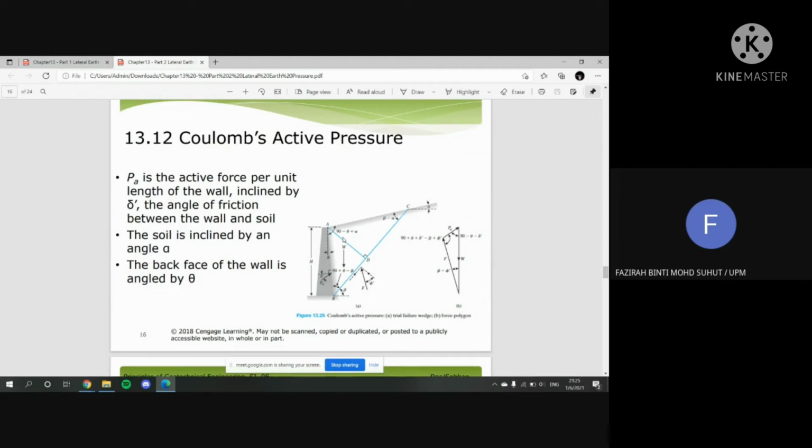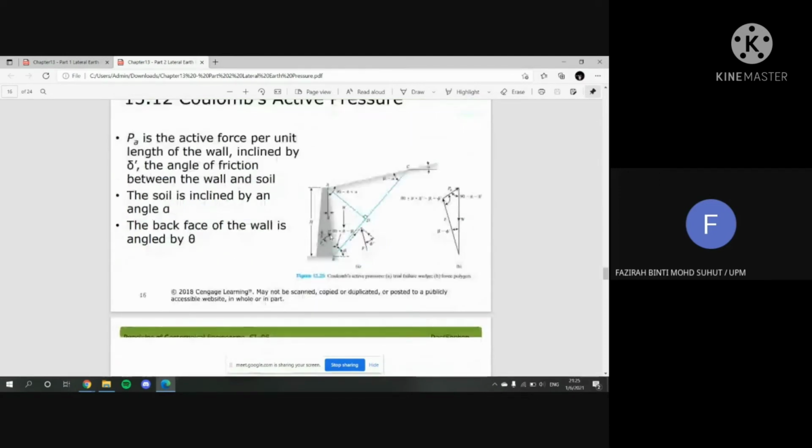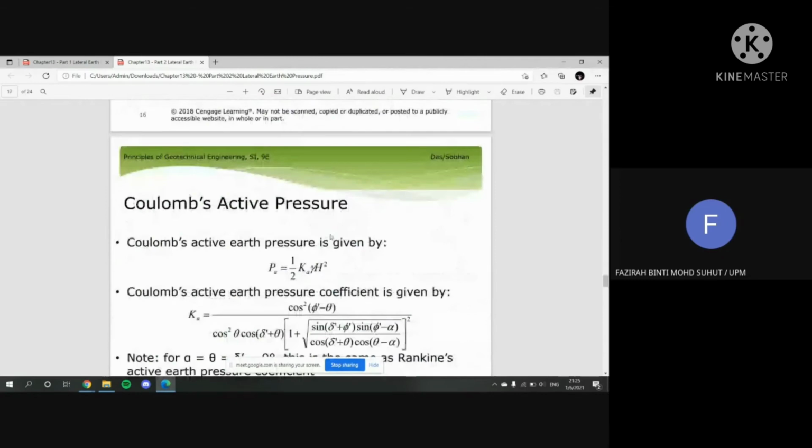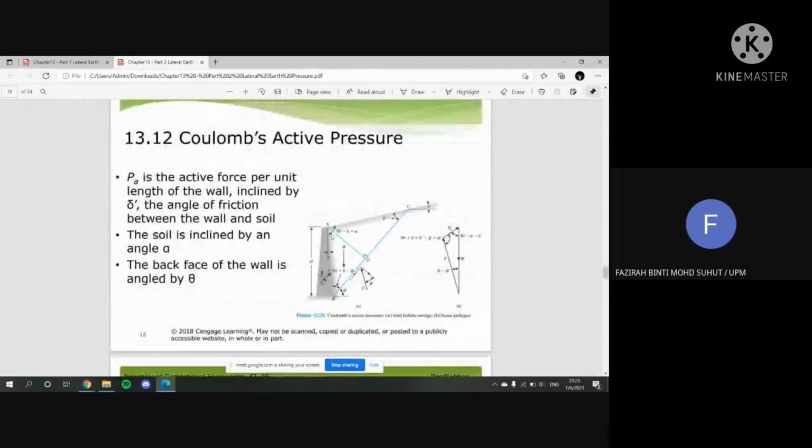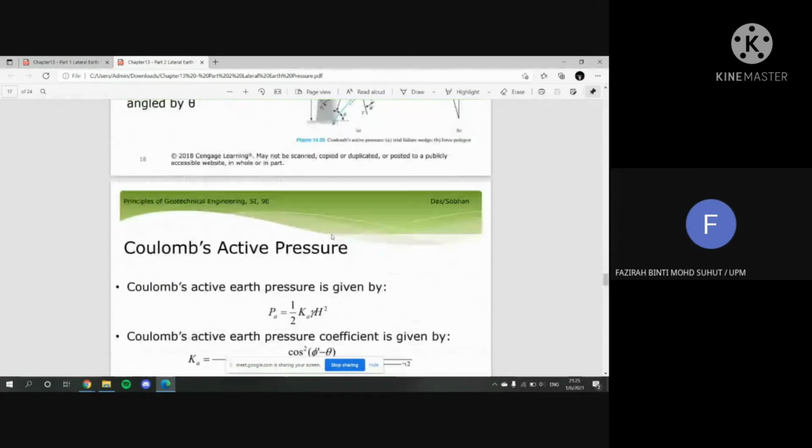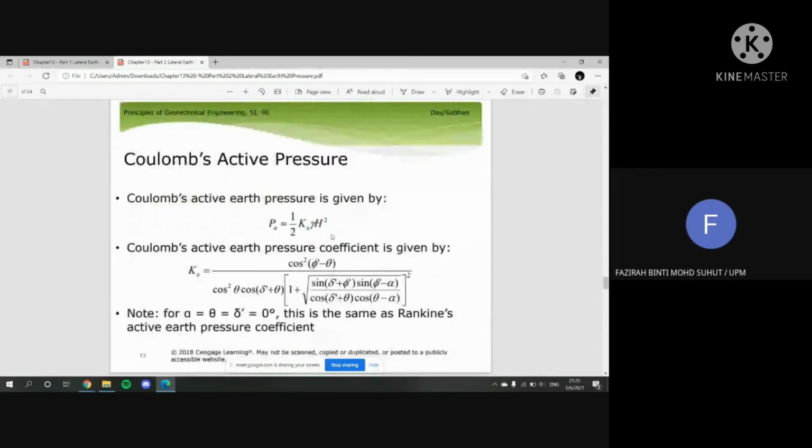With the Coulomb theory, basically we also want to determine the force per unit length of the wall, but the way of calculating it is different. Next slide. For Coulomb active pressure, to determine the force per unit length, this is the equation that we use for the Coulomb active earth pressure.